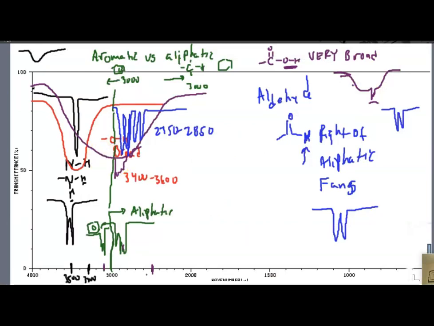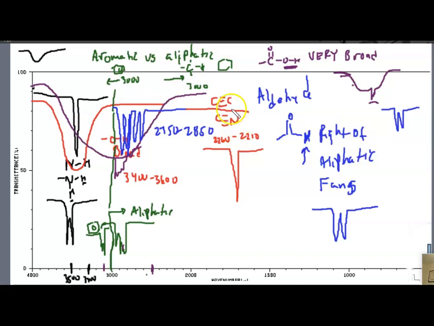Let's get to triple bonds. There are only two more functional groups I want to talk about. Triple bonds show up roughly in this range right here, either a CC triple bond or a CN triple bond, a nitrile. They show up about 22.1 to 22.6, so 2210 to 2260. Again, it's usually a sharp peak. Okay, you'll see a nitrile in that region.